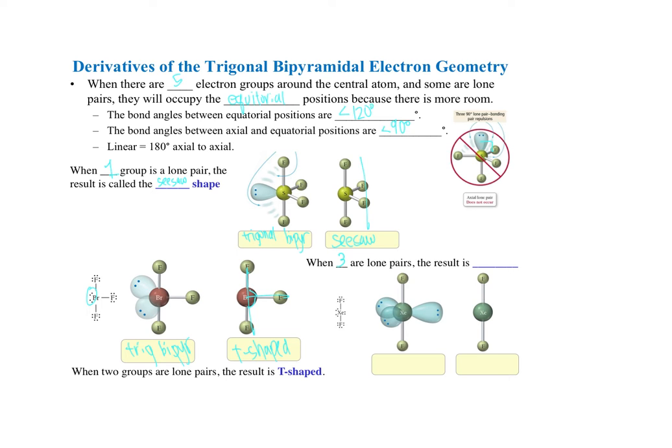And when there are 3 lone pairs around the central atom, this is called linear. So notice 3 lone pairs. It still looks electronically like 5 things are there, so it's trigonal bipyramidal. But the terminal atoms that are left make it look like a line, so it's called linear. And that bond angle is 180 degrees.